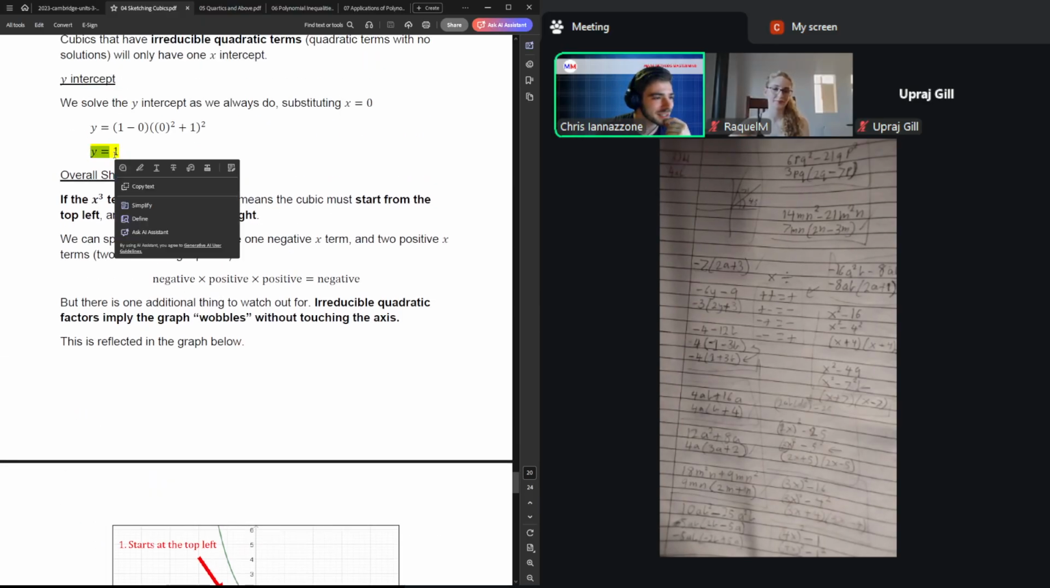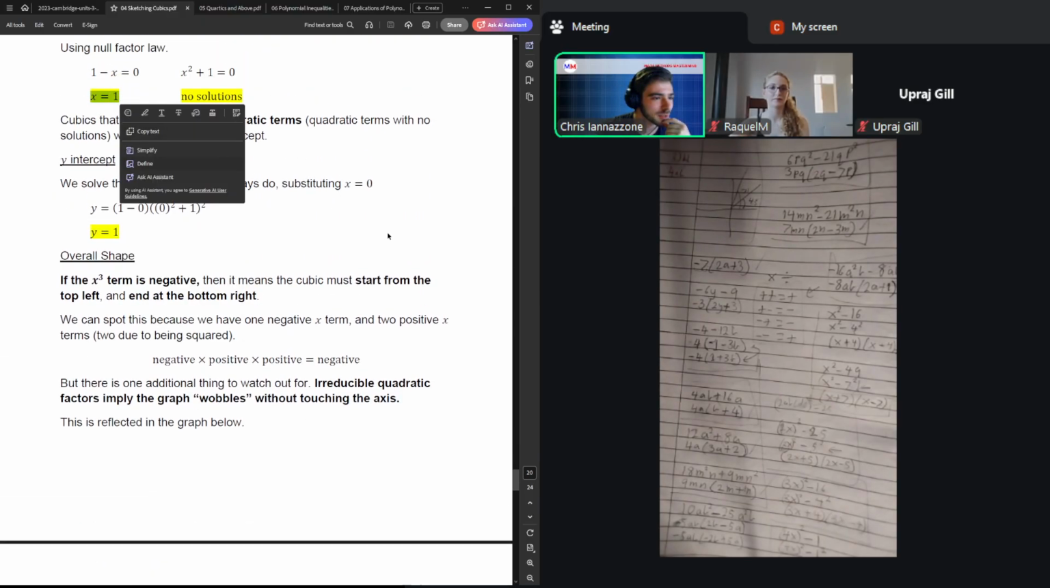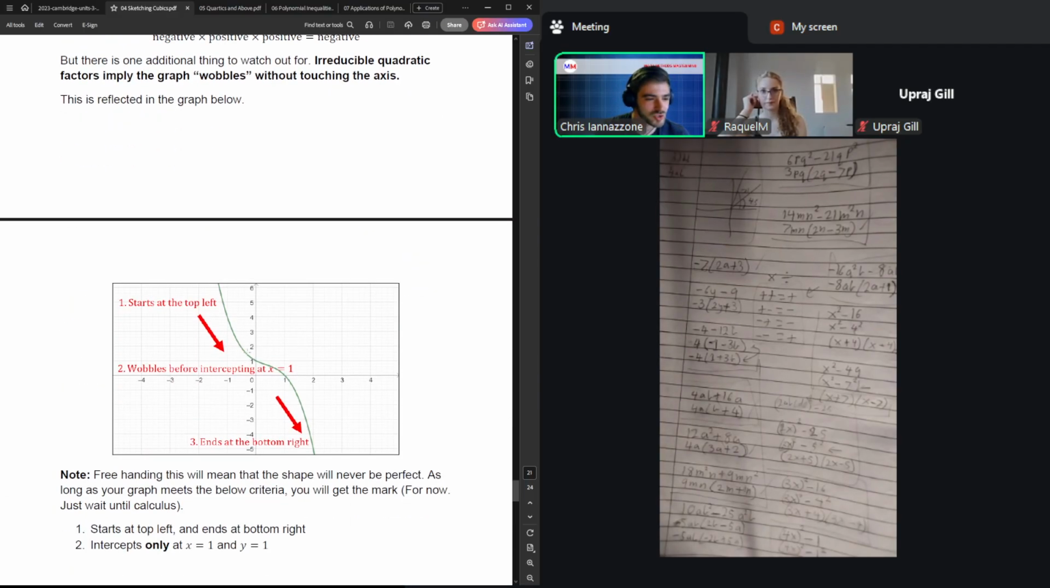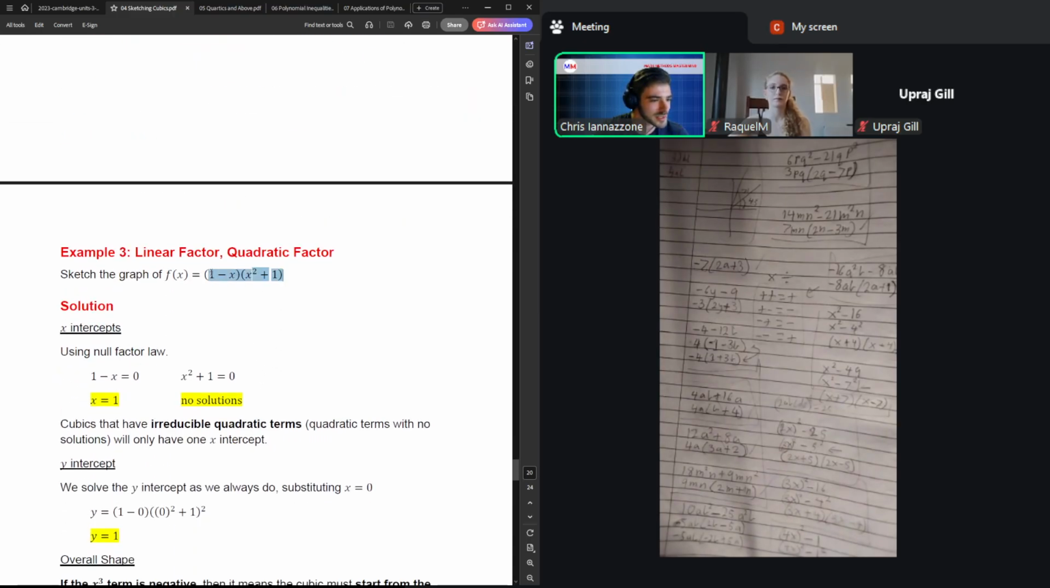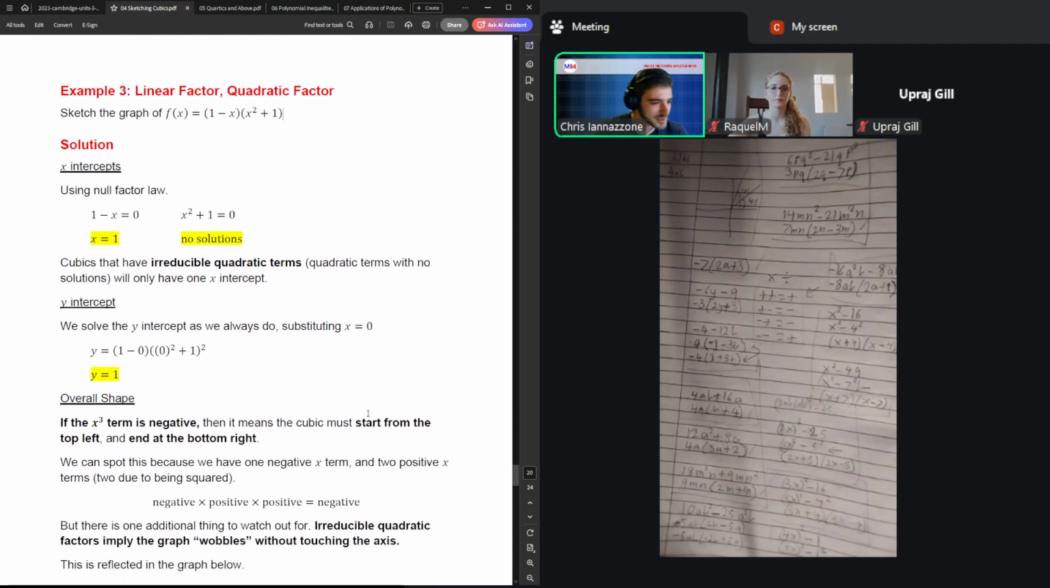So as long as you're cutting through the spots that you're supposed to cut through, namely the y and the x-intercept, just draw a kind of wobble in it. That's really the best you can do without calculus at this point. Not that you would want to do anything with calculus here, because that would take quite a while.